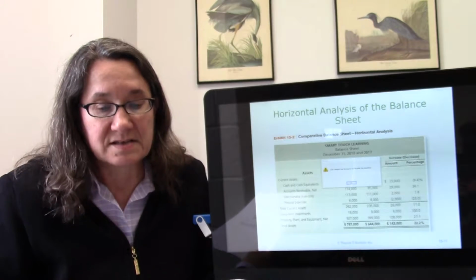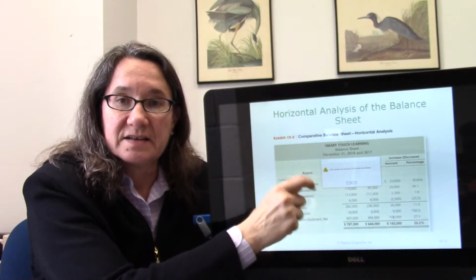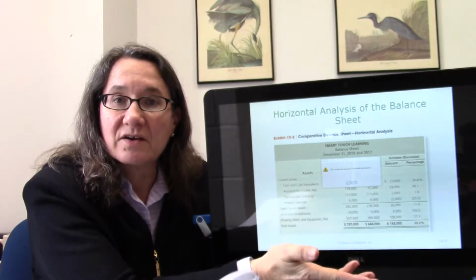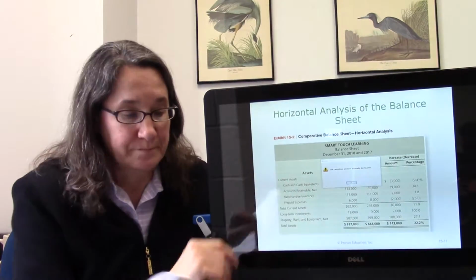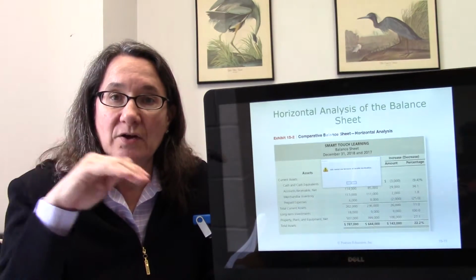So horizontal analysis of the balance sheet works the same way. Compare 2 years, take the difference, divide it by the first year, you get your percentage increase. And it's just a way of thinking about how am I growing a lot or a little?